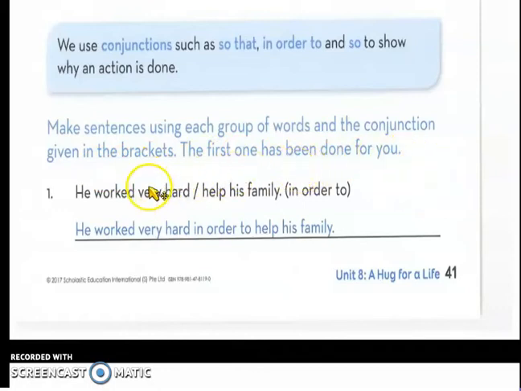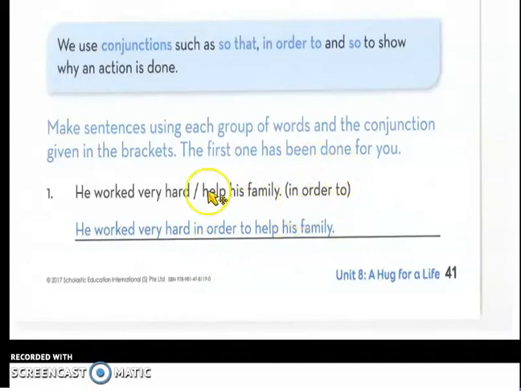In this question, here we have two parts of the sentence. Number 1, here we have the action. And here we have the reason. Okay? We want to combine these sentences with the suitable conjunction in the brackets.